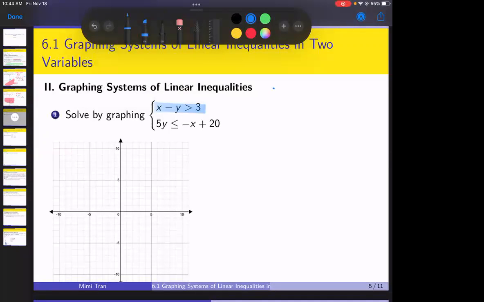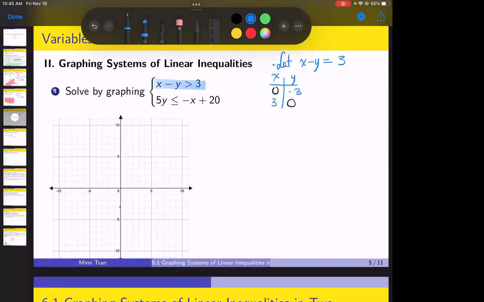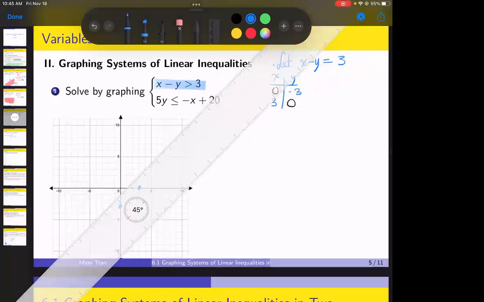So the first step, you let x minus y equal 3. And then you pick points. Usually I just do 0, 0 for x-intercept and y-intercept. So for x and y, I'm going to let x equal 0, and then I'm going to let y equal 0. When x equals 0, what's y equal? -3, right? And when y is 0, x is 3. Right? So 0, -3, and 3, 0. You got 2 points. Just connect them to make the line.